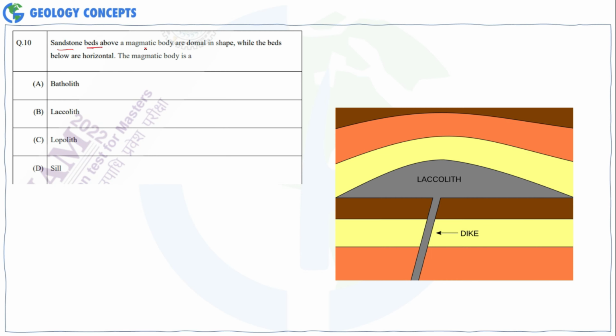Sandstone beds above a magmatic body, or we can say pluton, are domal in shape, while the beds below are horizontal. So the magmatic body is clearly, you can see the beds are domal here and flat at the bottom, hence this feature is laccolith.